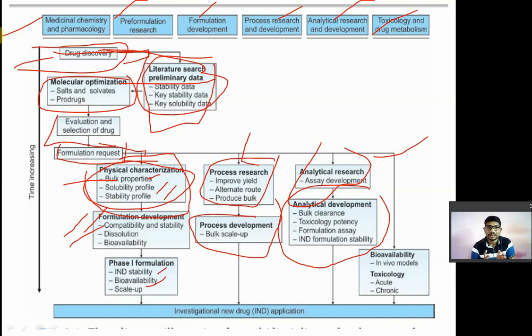After doing the changes and after getting a satisfactory result, then again it is handed over to formulation pre-formulation research. They will do the physical characterization like bulk properties, solubility profile, stability, etc., and formulation development will do their own accessibility test. Then it will commence the formulation. So normally this is the process.